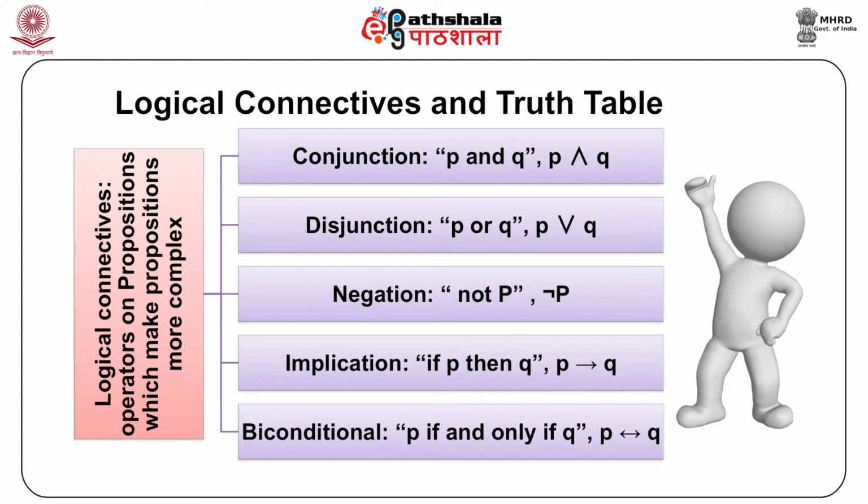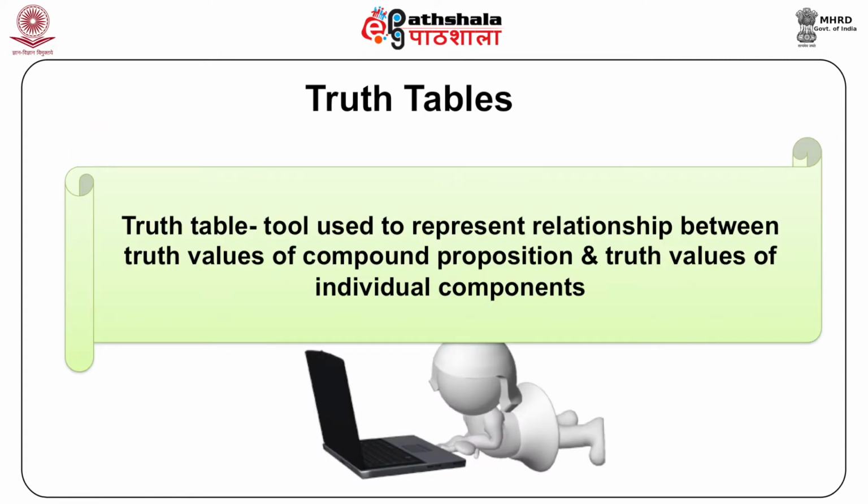Logical connectives are operators on propositions which make propositions more complex. Five types of such operators are conjunction, P and Q; disjunction, P or Q; negation, not P; implication, if P then Q; and biconditional, P if and only if Q. A truth table is a tool used to represent the relationship between the truth values of a compound proposition such as P and Q, and the truth values of its individual components P and Q.